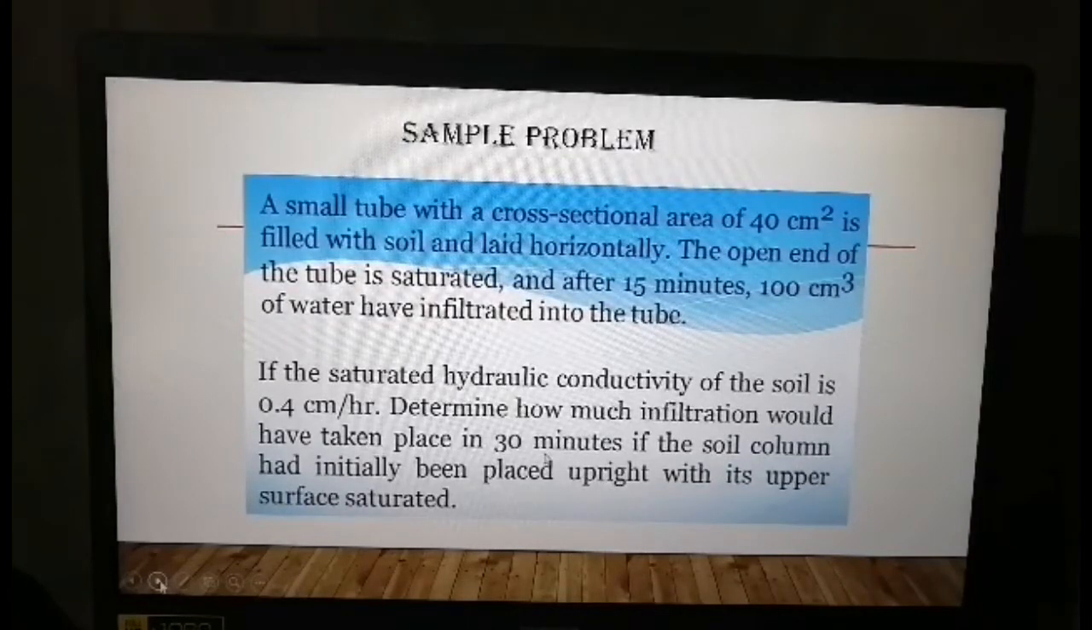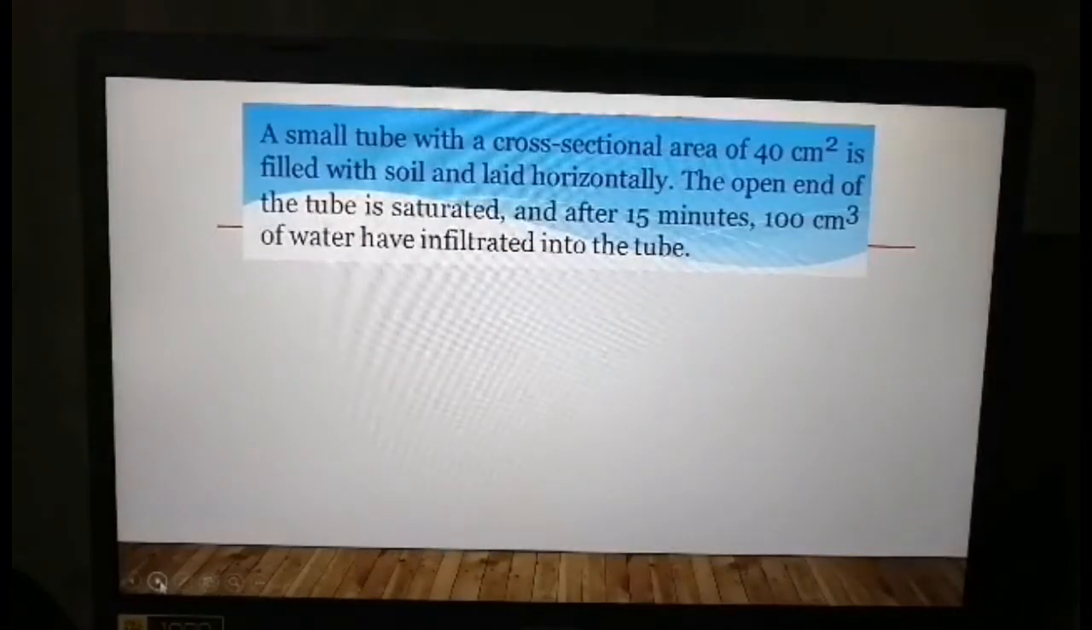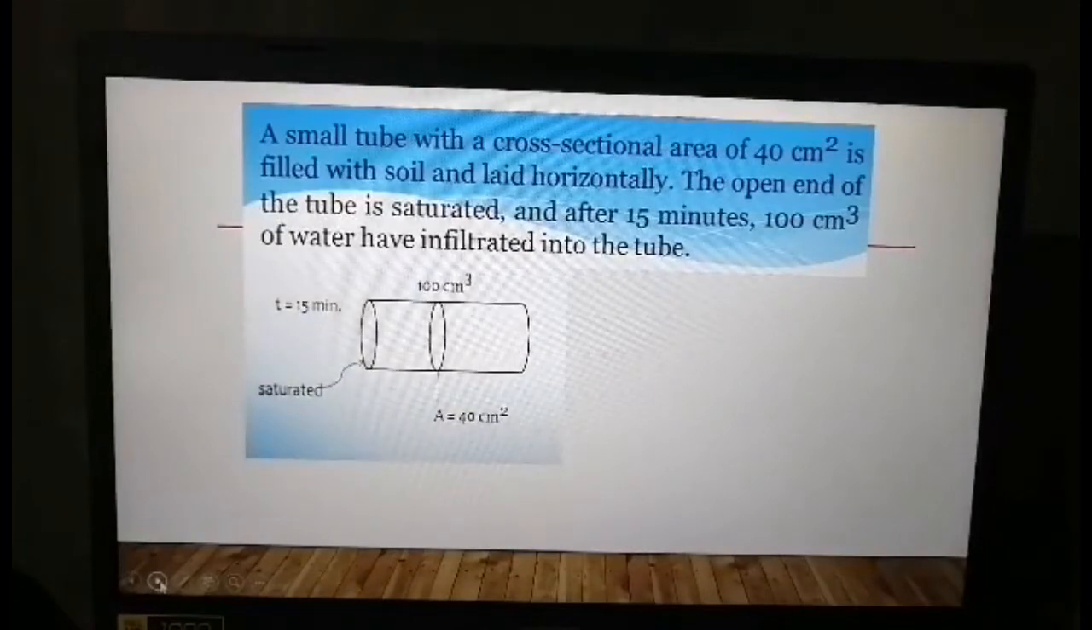Before we solve for the cumulative infiltration in a vertical soil column, we must first find the sorptivity because the given are just the hydraulic conductivity and time. For that, we use the Phillip's equation in a horizontal soil column.